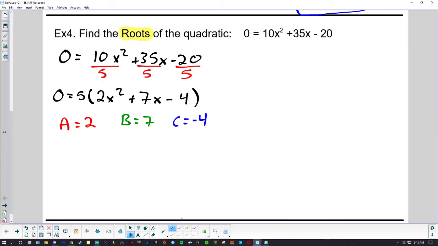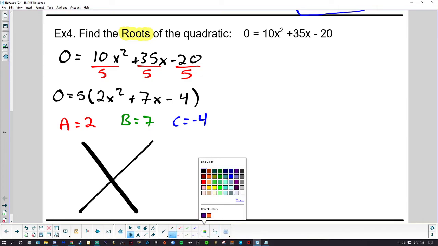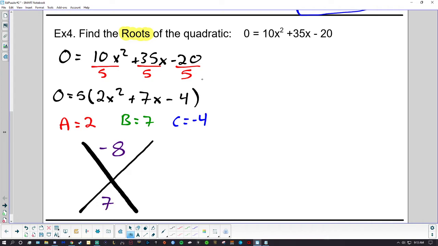So let's do our x method. Draw your big X, and let's fill it out together. So, at the top, remember, at the top, a times c, 2 times -4 is -8. My b value is 7, so I'm going to write my 7 on the bottom. Okay, take a second, find your mystery numbers. What are your mystery numbers? We need two numbers that multiply to get -8, but they add up to 7.